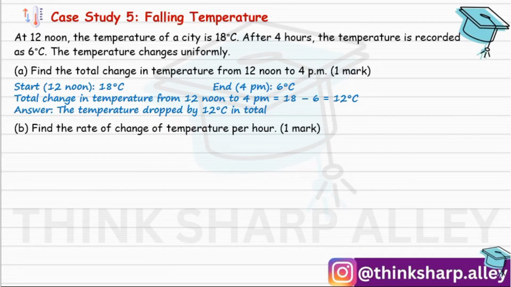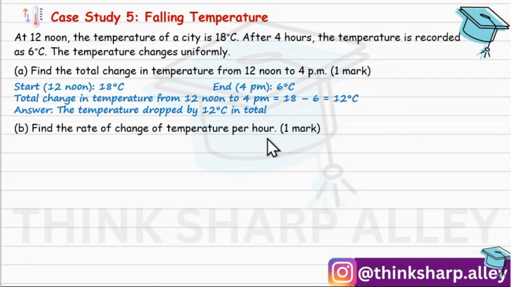Let's see part B of this question. Find the rate of change of temperature per hour. Now we know the temperature dropped by 12 degrees Celsius over a span of 4 hours, right? From 12 noon to 4 p.m.